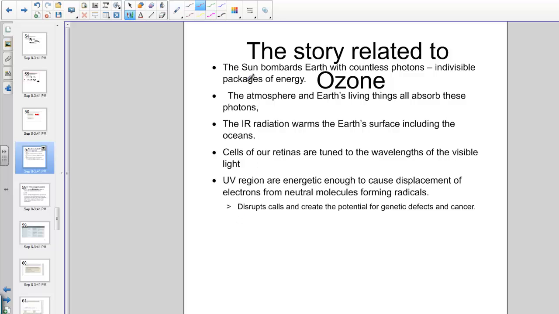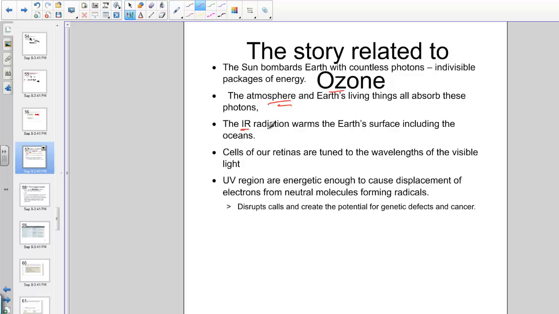So now let's put it back into the conditions we're referring to with the sun. Now the sun emits energy, and it does so at a specific wavelength. We're getting bombarded with all of this variety of wavelengths of energy. Some of it we can see, most of it we cannot. How does this story relate to ozone, the topic of our chapter? Well, if the sun is bombarding the earth with all of these countless photons, indivisible little packets of energy, it's the atmosphere and the living things that have to absorb the photons.